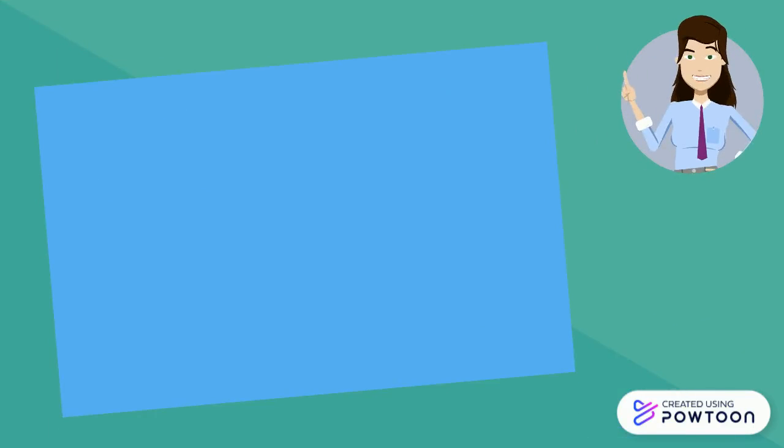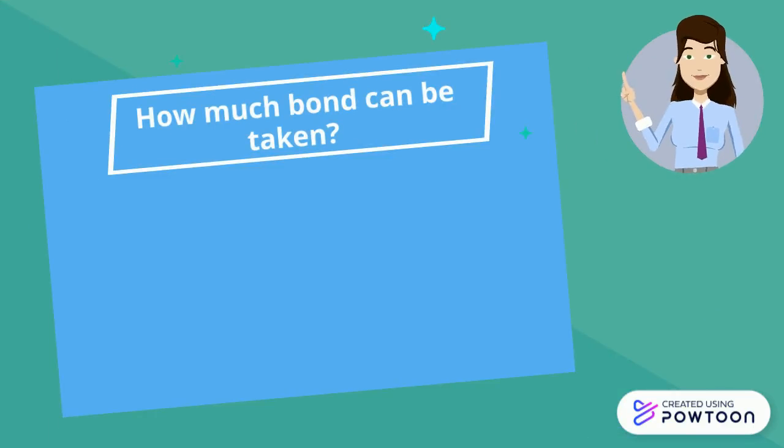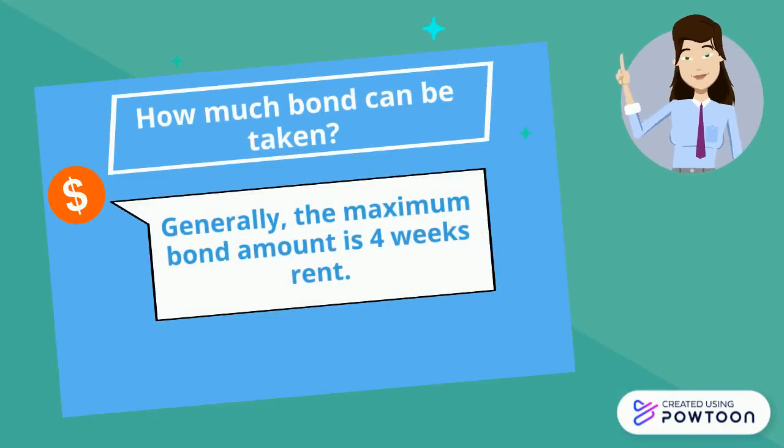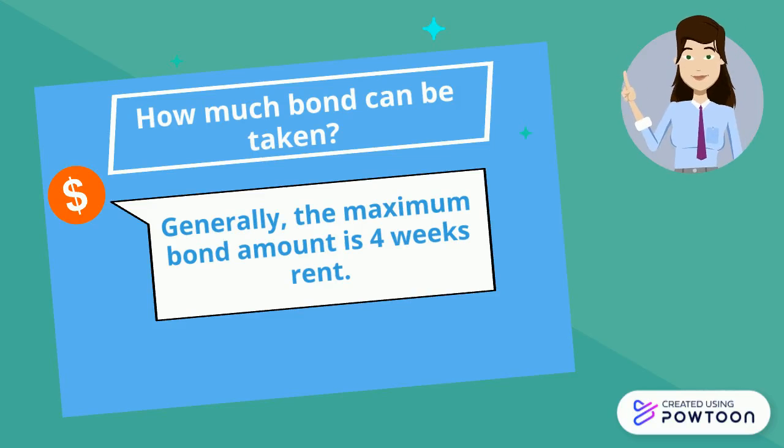In terms of the amount of bond that can be taken, for general tenancies, the law says if the rent is $700 or less per week, the maximum bond amount is 4 weeks' rent. If the weekly rent is higher than $700, the amount of bond should be negotiated between you and your landlord.